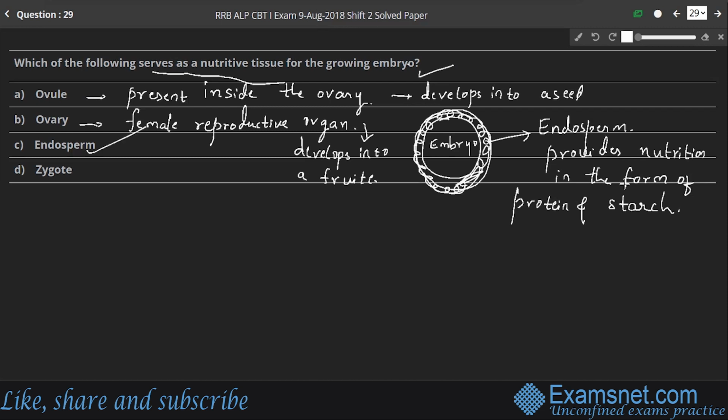Here the last option is zygote. The egg fertilized by the sperm is called zygote, right? Whereas for the given question, endosperm serves as a nutritive tissue for the growing embryo, right? It surrounds the growing embryo and it provides the nutrition in the form of protein and starch. Option C is the right answer.